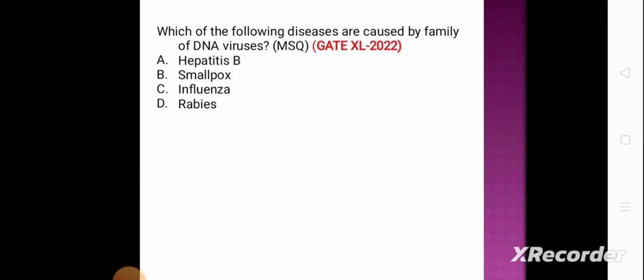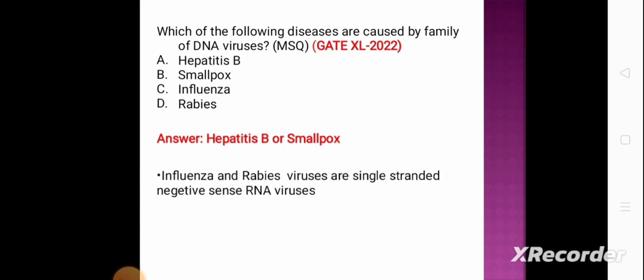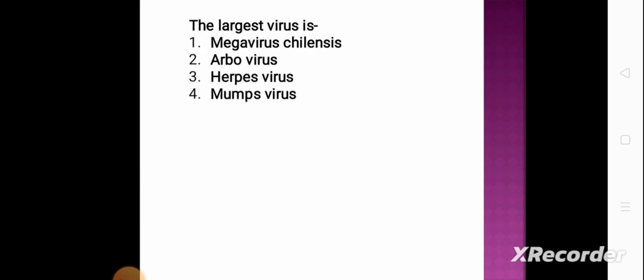Which of the following diseases are caused by a family of DNA viruses? It is an MCQ type question. Option A, hepatitis B; option B, smallpox; option C, influenza; option D, rabies. And the correct answers are hepatitis B and smallpox, whereas influenza and rabies viruses are single-stranded negative sense RNA viruses.